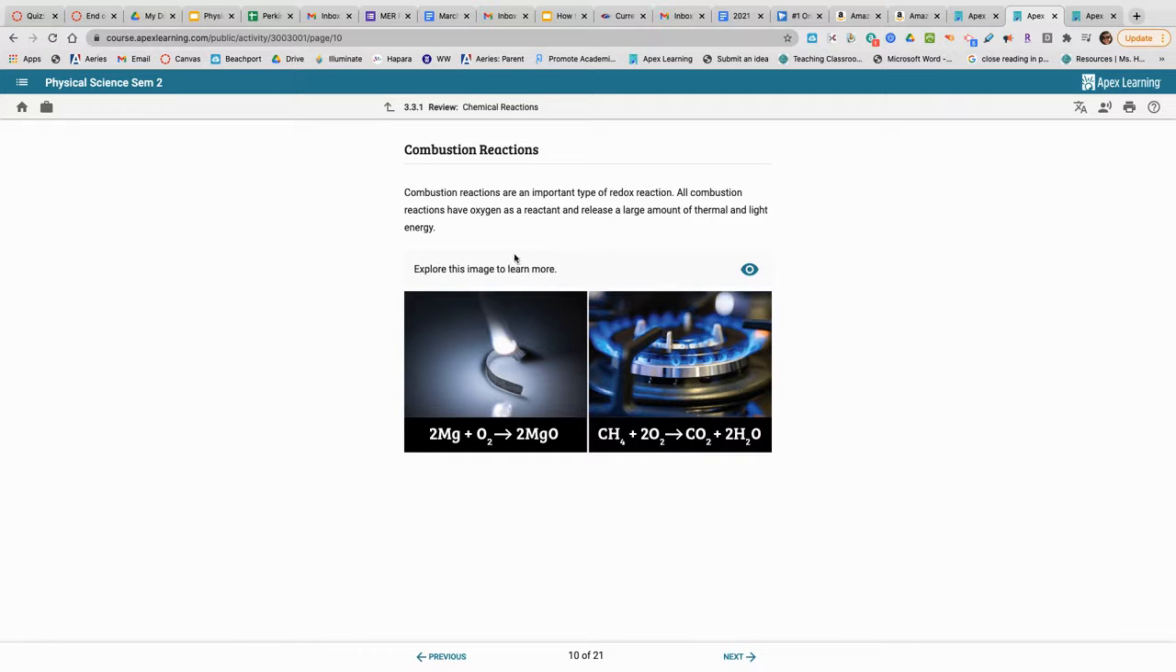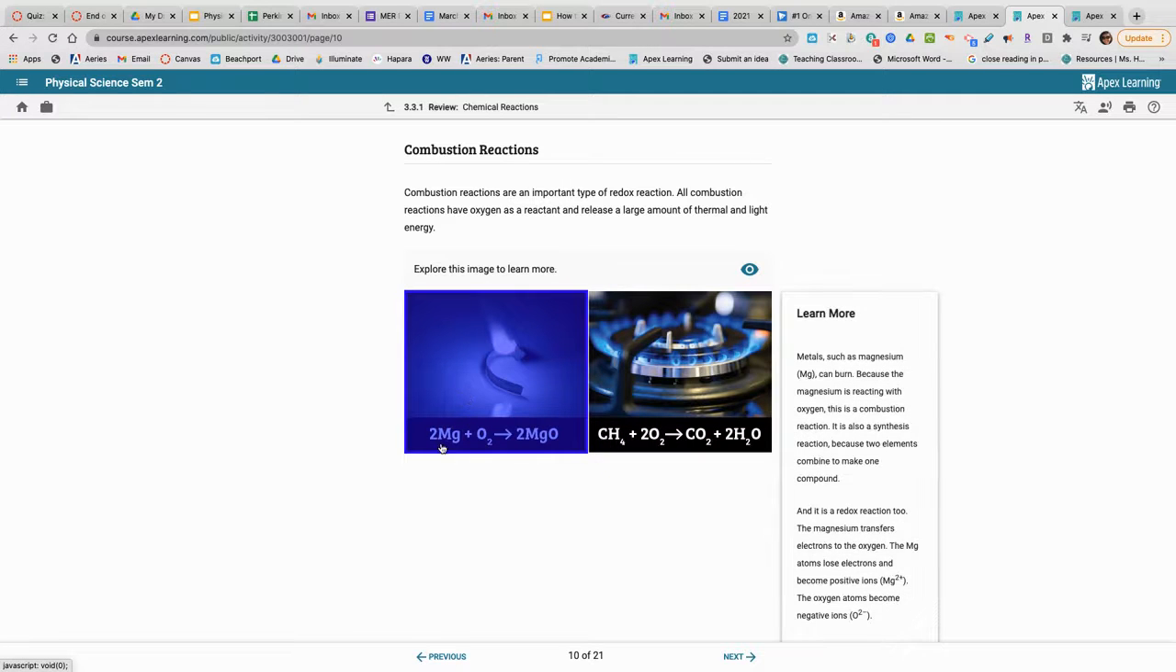Here's one more, combustion reactions. Combustion reactions always react with O2, okay? This is magnesium reacting with O2. It actually has a very, very bright flame. This is like if you have a gas stove, you burn methane. This is methane in the presence of oxygen, gives you carbon dioxide and water. What's really important about combustion reactions is that they release a large amount of heat and light energy, okay? We can heat up lots of things with combustion reactions.